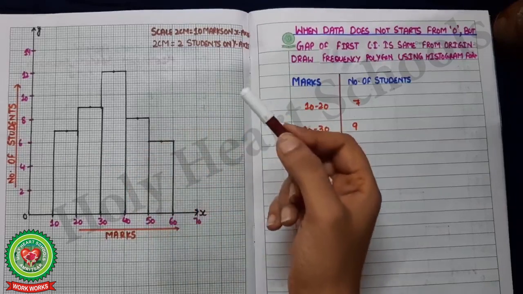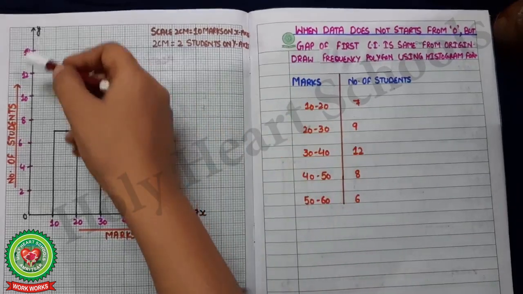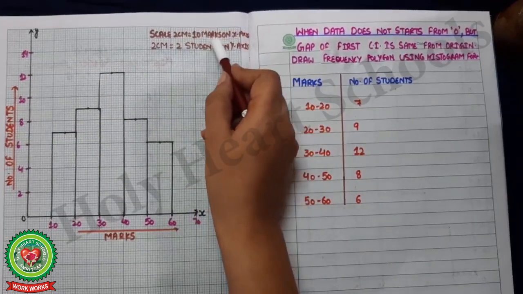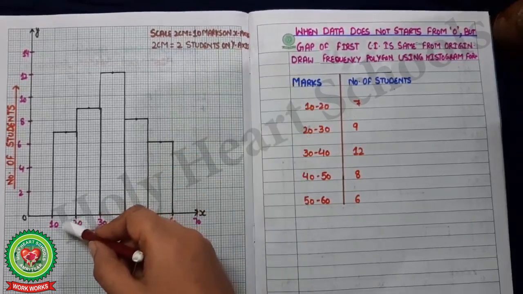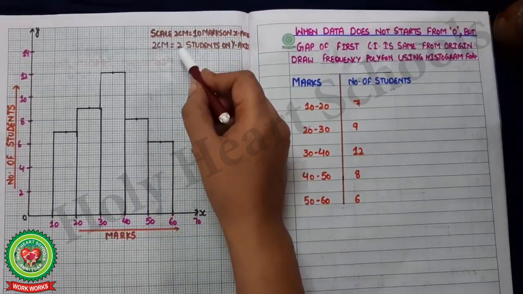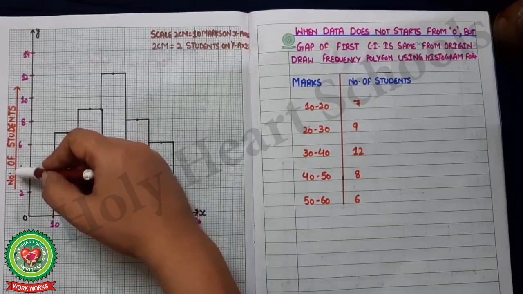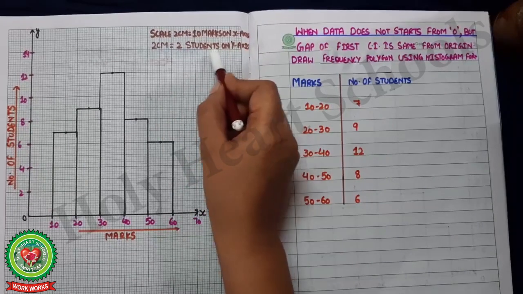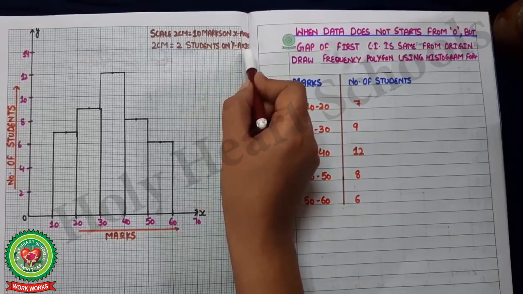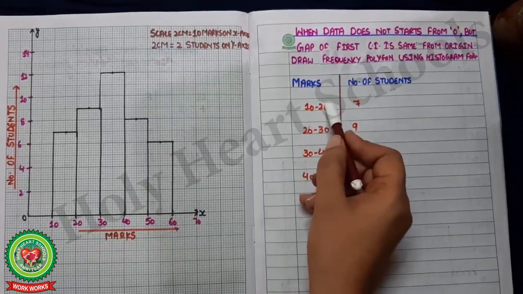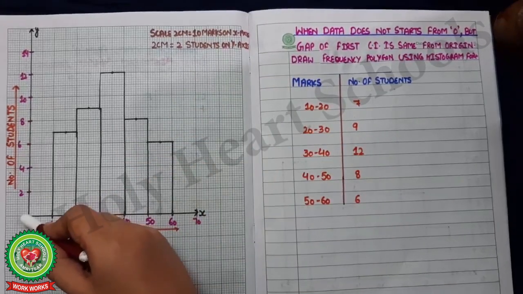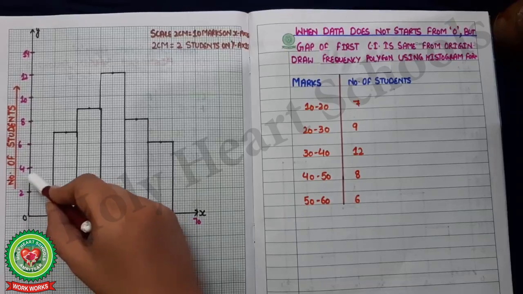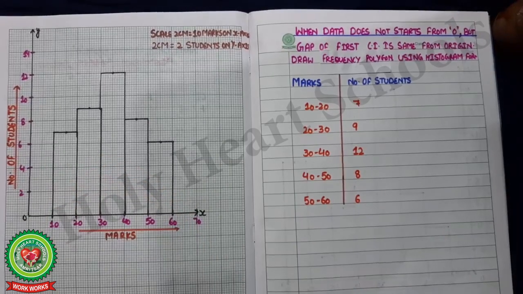We will write all the related things, that is x-axis, y-axis, origin, information and scale. Here in scale we will write marks, 10 marks on x-axis because gap is of 10, and along y-axis we will write students because here we are having number of students. So here we will write 2 centimeter is equal to 2 students along y-axis. Now students, here class interval starts from 10. So this first position will remain empty. We will not plot any bar in the first column.